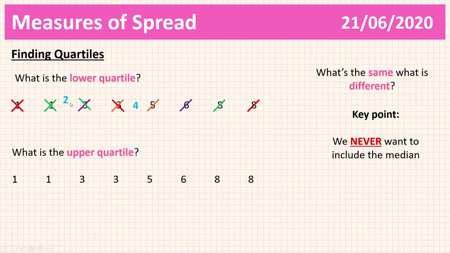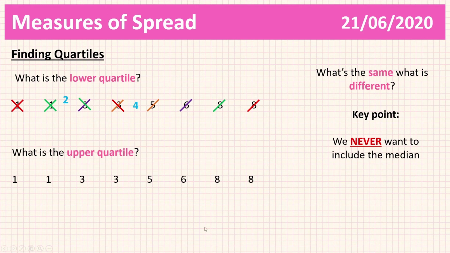The lower quartile is the median of the bottom half of our data. So we're not actually doing any new skills. We're just applying a skill we already have, finding the median in a different context. So it's not that much more difficult than anything we've done before.